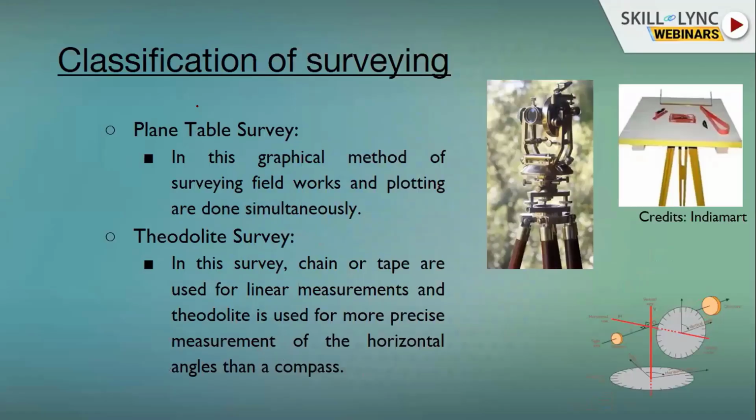And the compass, the local attractions, some errors can be there. So there will be some places where you have more and more local attractions. So in that case, you'll be going for plane table survey, where you can take the observations and plot continuously.